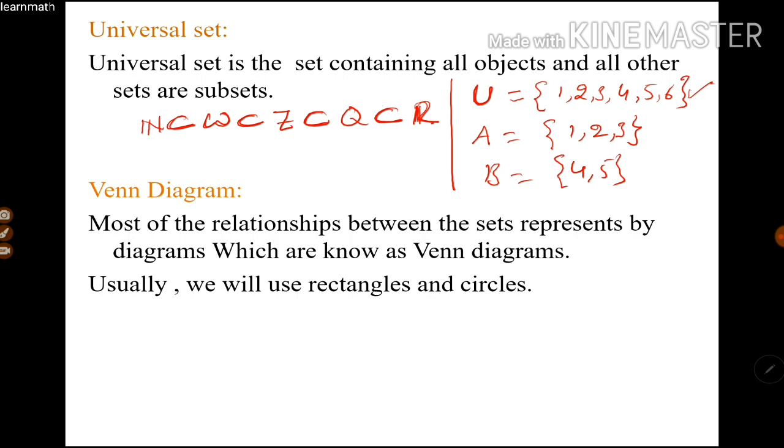Now what is the Venn diagram? Most of the relationships between sets are represented by diagrams which are known as Venn diagrams. Usually we use geometric figures, rectangles and circles, to draw Venn diagrams. Now we will see how to draw the Venn diagram.